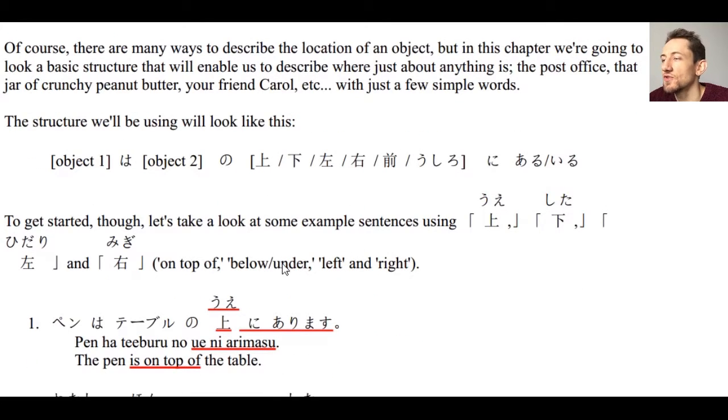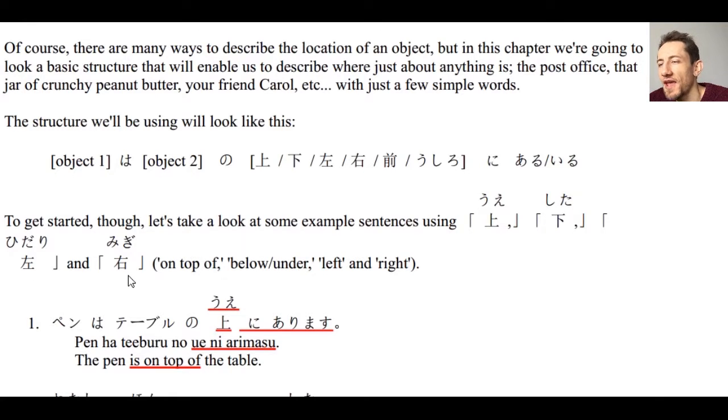But first, we're just going to take a look at using ue, shita, hidari, and migi. So these are the words for above, below, left, and right. So if you're not familiar with these kanji characters, that's okay. Hopefully by the end of this lesson, you'll be able to differentiate and understand and read them. But they're really not that difficult. Ue, for example, looks kind of like its meaning, above. Here we have the ground or something, and then above it, so ue. And then here we have shita, which means below, so we have the ground and something is below it. So these are pretty self-explanatory. These are pretty easy to understand.